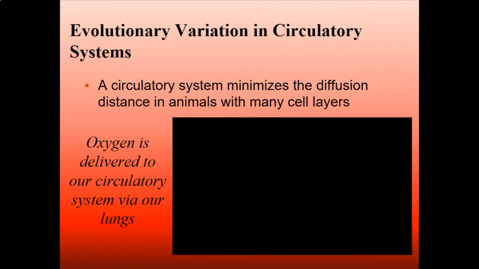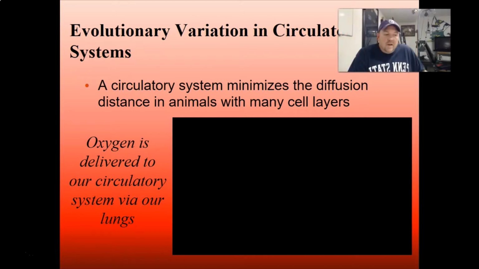Okay, so evolutionary variation in circulatory systems here. A circulatory system minimizes the diffusion distance in animals with many cell layers. Okay, so here's a quick little video, and if you don't want to watch this now, you could speed ahead, and it's on YouTube as well. So pretty good stuff, though.